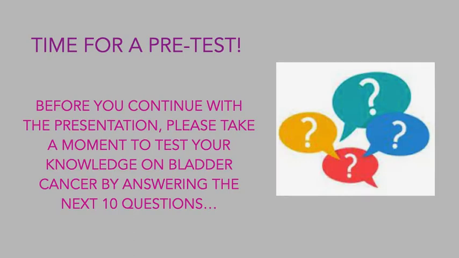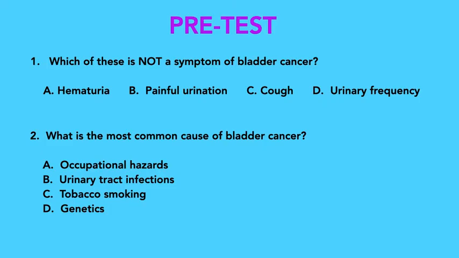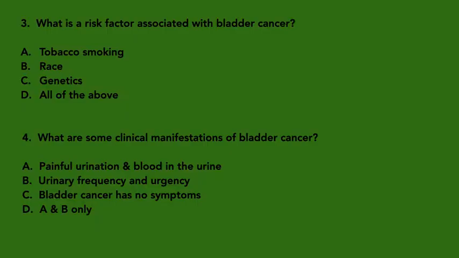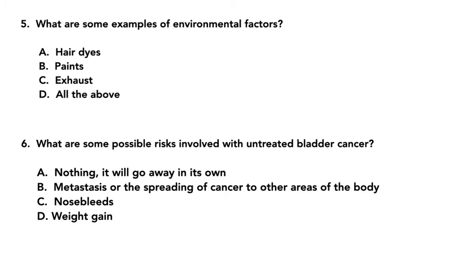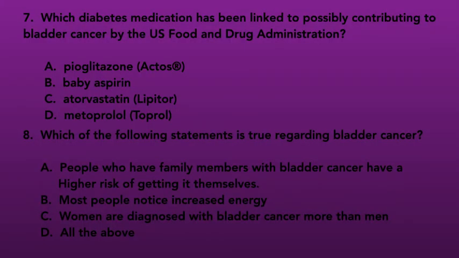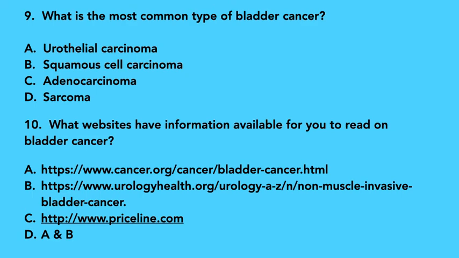So first, we're going to do a quick test. This is just a 10-question test that will just see how much knowledge you have in regards to bladder cancer. So here is the first 2 questions. And here are questions 3 and 4. What is a risk factor associated with bladder cancer? And what are some of the clinical manifestations or symptoms of bladder cancer? Here are questions 5 and 6. Here are questions 7 and 8. And you can always pause and go back to these questions as needed if I'm going a little too fast. And here are questions 9 and 10.